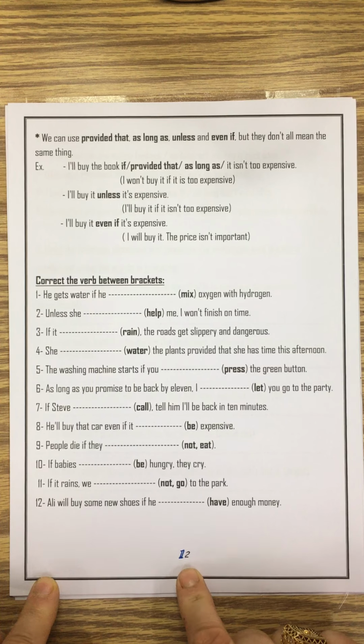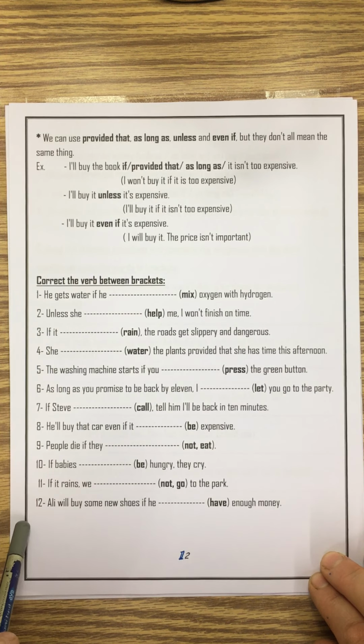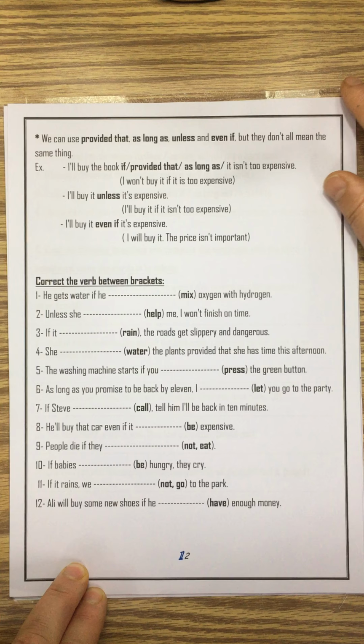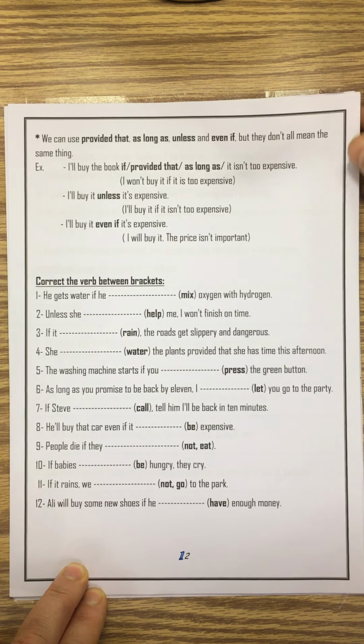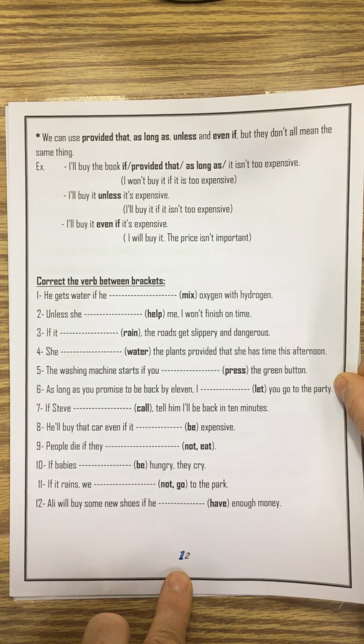This is on page 12. Look at the sheet very well. Okay. Try to concentrate on these sentences. They say correct the verb between brackets. Look at this paper, please. Now look at it thoroughly and try to do the exercise yourselves. Look at this one. It's page 12.